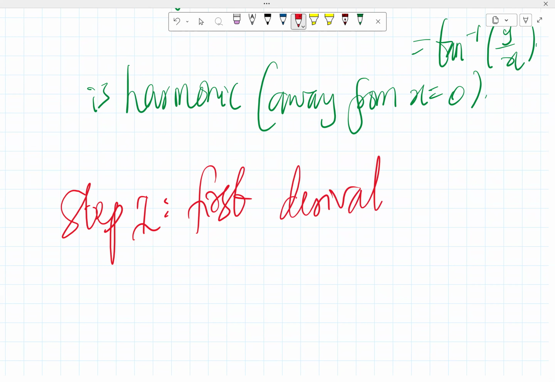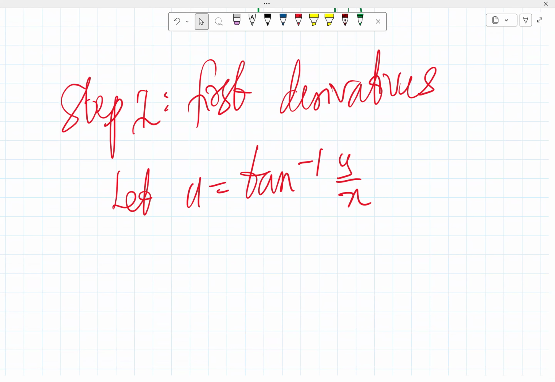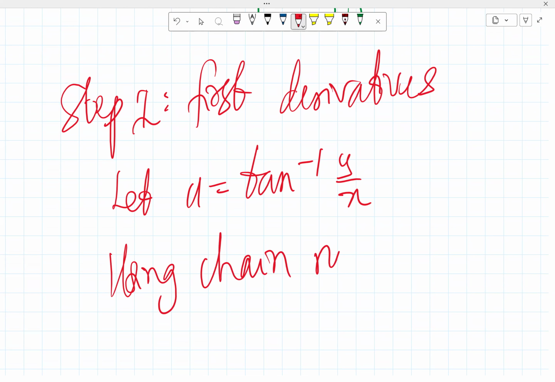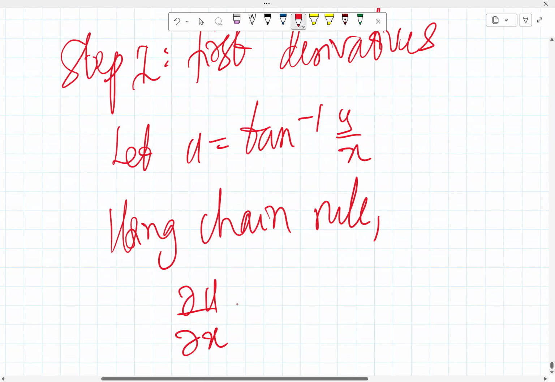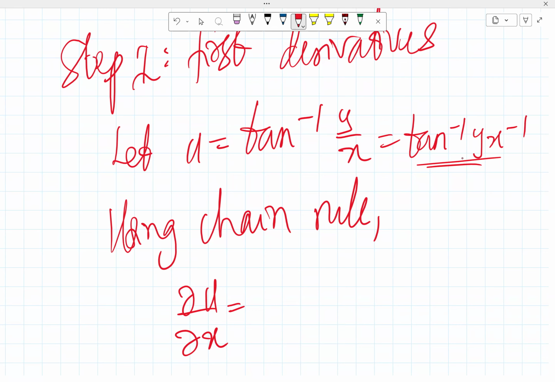So what do we say here? We say let u be equal to arctan of y over x. So if that is the case, what do we then have? Using chain rule, we have u partial x. We're differentiating with respect to x. This is the same thing as arctan of yx raised by minus 1. For this way, it's easy to differentiate.